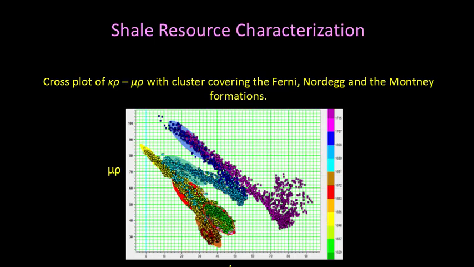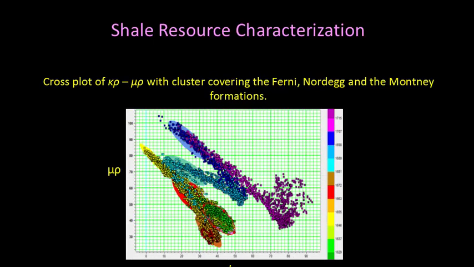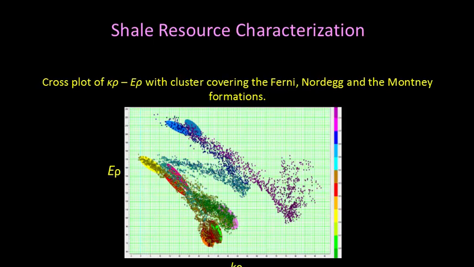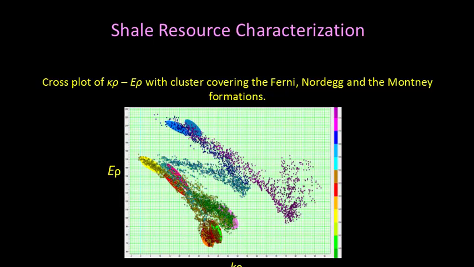that covers the Fernie, Nordegg, and the Montney formations. Now, if you generate a similar cross plot for the same zone, but with E-rho versus K-rho, you see how it opens up. The clusters of points separate out, and now you can highlight these points with these polygons, and they will give you a much better response.